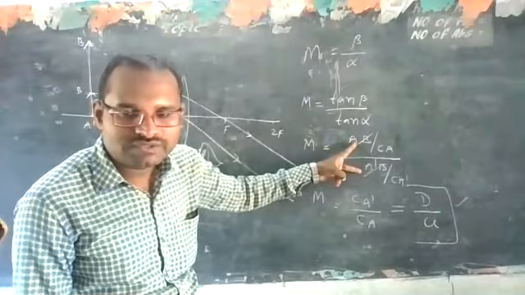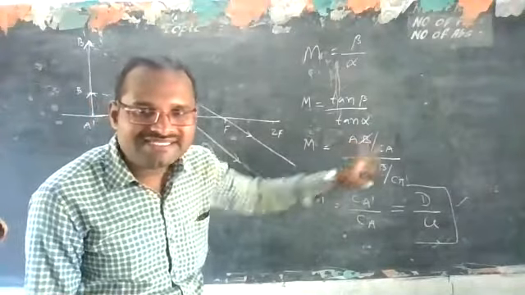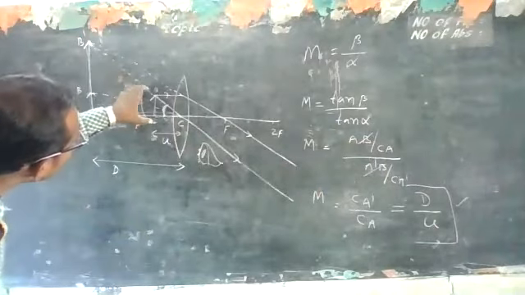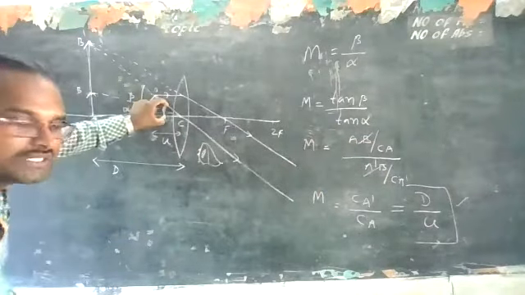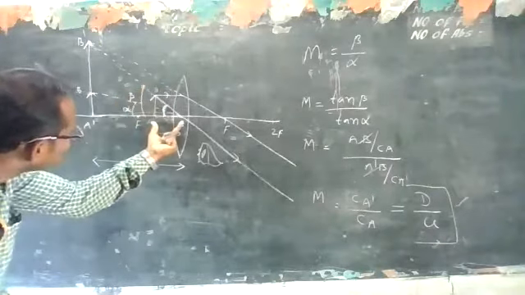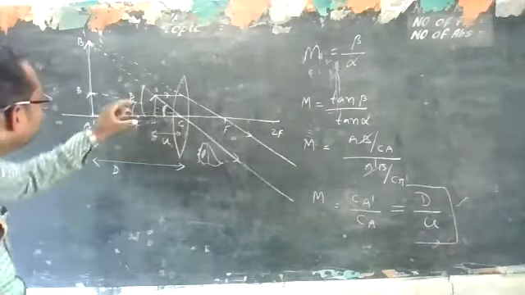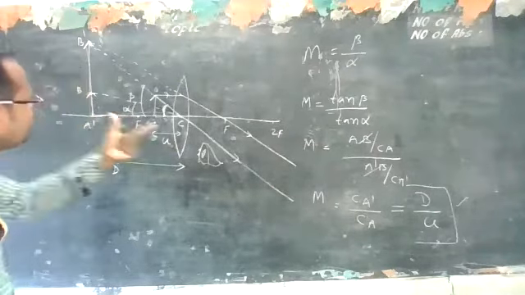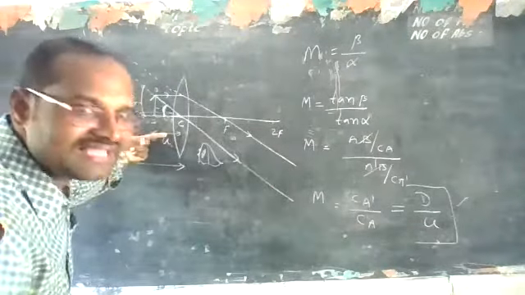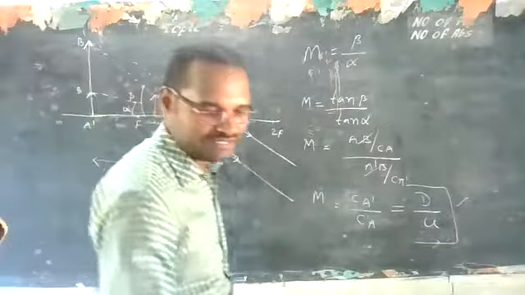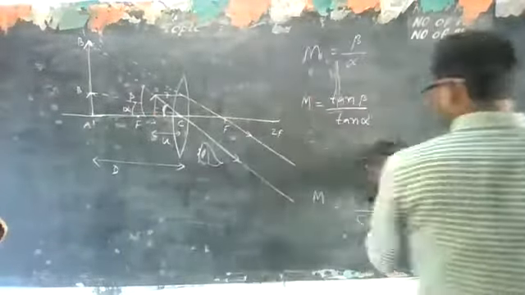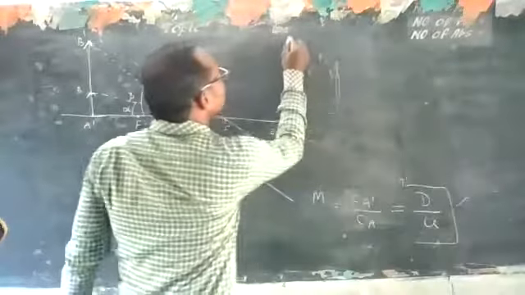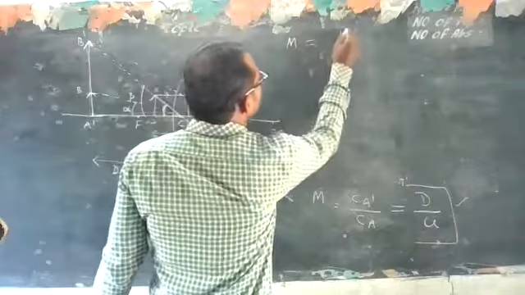Here students may get confused about why I have taken AB by CA. This is an angle, and this is nothing but this also. So that's why AB by CA I have taken as tan beta. And AB I have taken here, it will become A dash B dash. A dash B dash by CA dash will become angle alpha, tan alpha. Now, magnification I got as m equal to D by U.